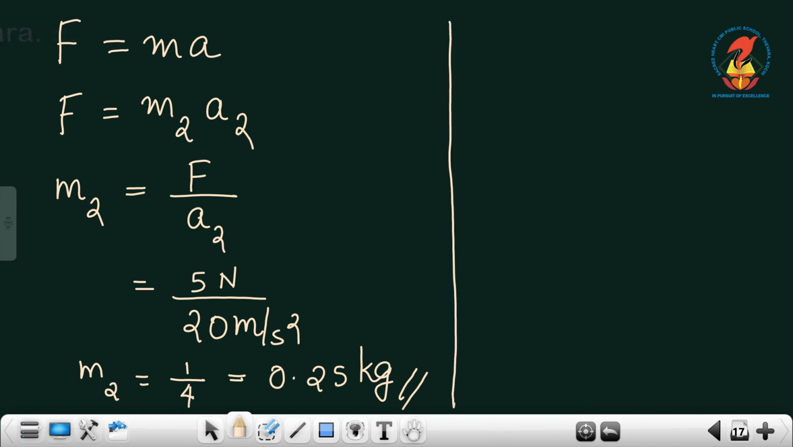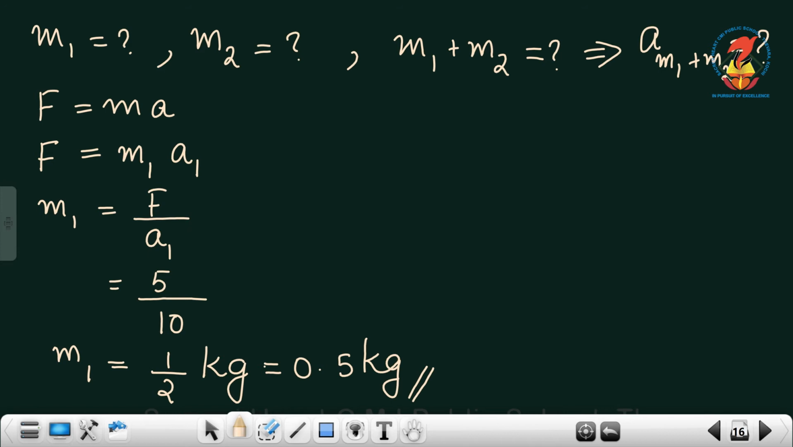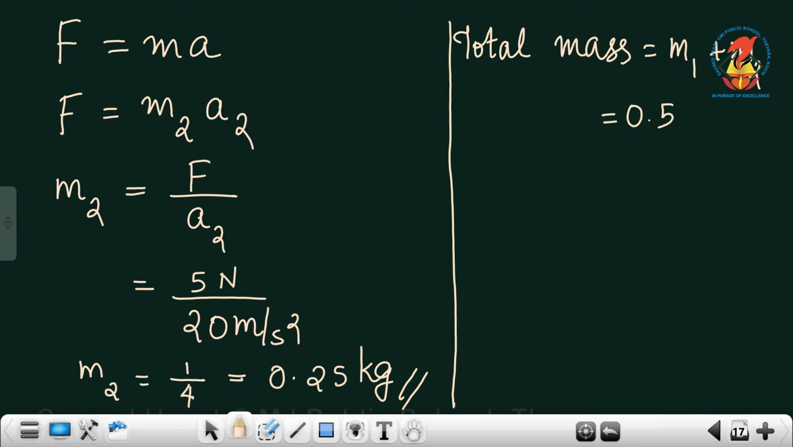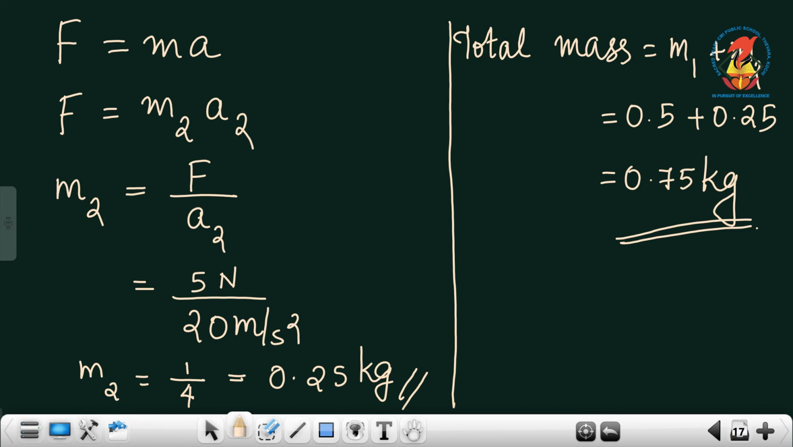Now let us find the total mass. The total mass when both the objects are tied together is m1 plus m2, which is equal to, m1 is 0.5 kilogram and m2 is 0.25 kilogram. So 0.5 plus 0.25 is equal to 0.75 kilogram. So this is the total mass, that is 0.75 kilogram.